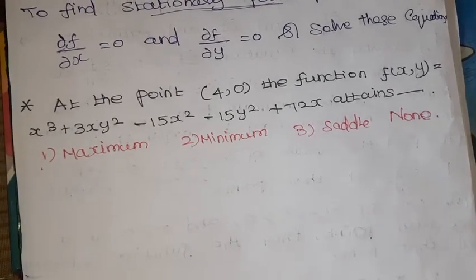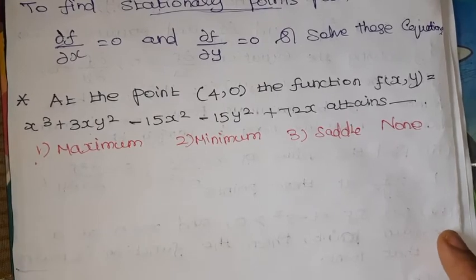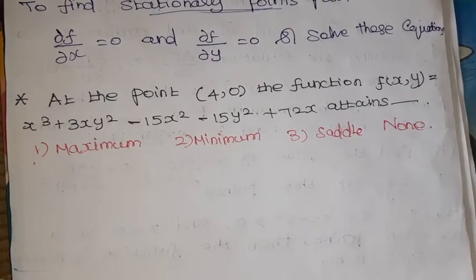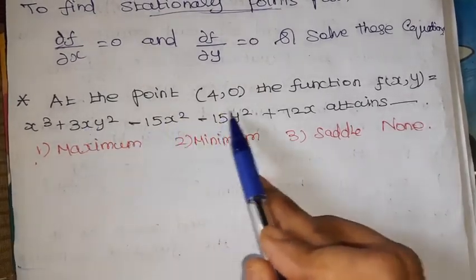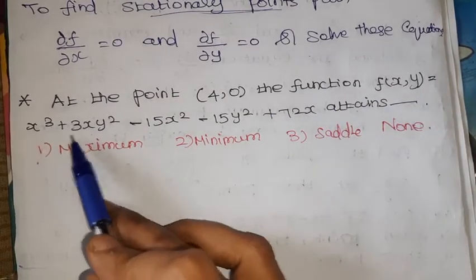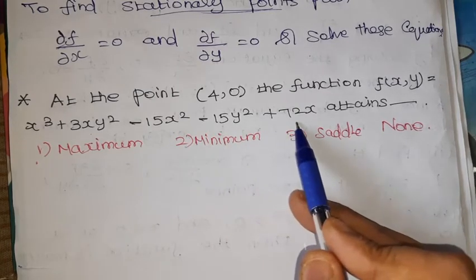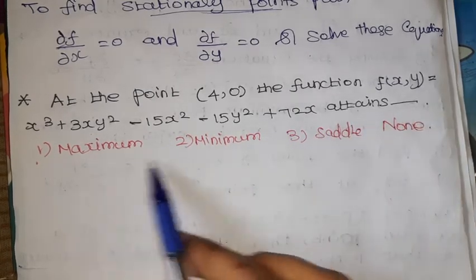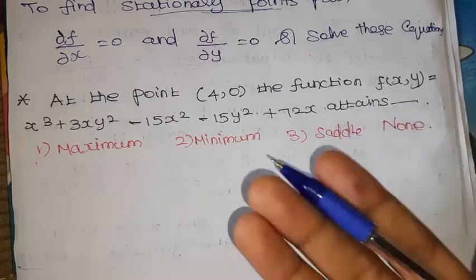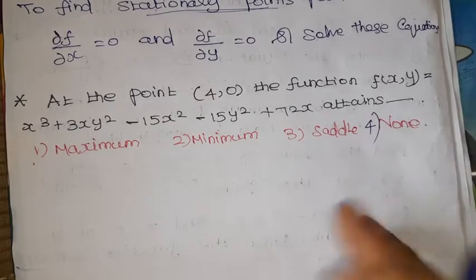So the first one, what is given? At the point 4 comma 0, this is the first problem, right? At the point 4 comma 0, the function f of x comma y given as x cube plus 3xy square minus 15x square minus 15y square plus 72x attains. In the options we need to find out whether it is a maximum point, minimum point or saddle point. The fourth one is none of the above, okay.